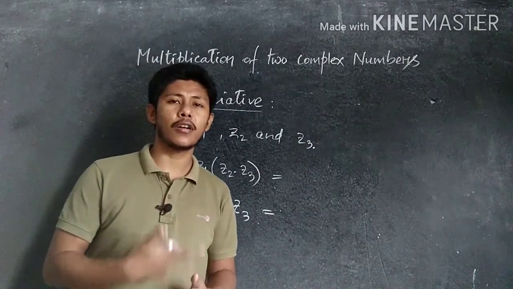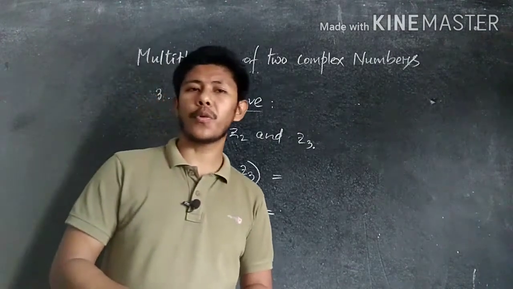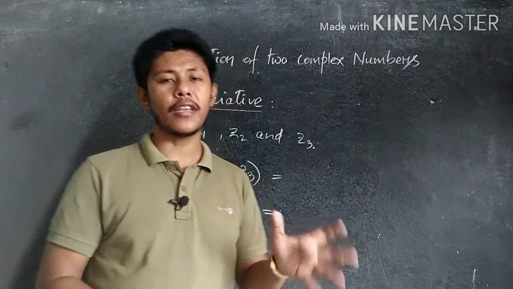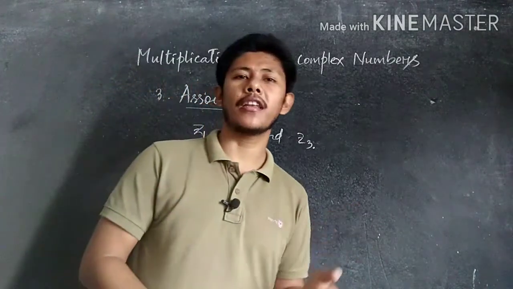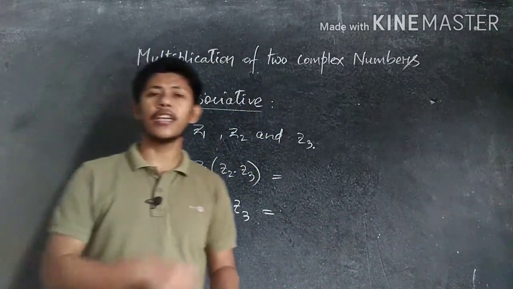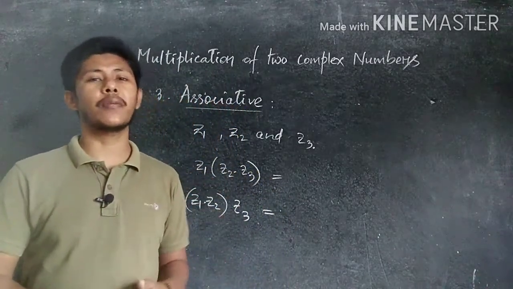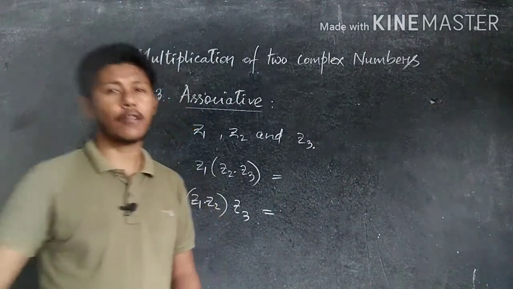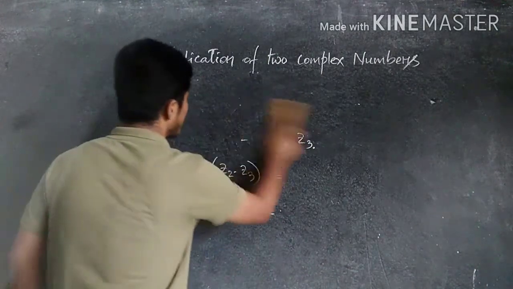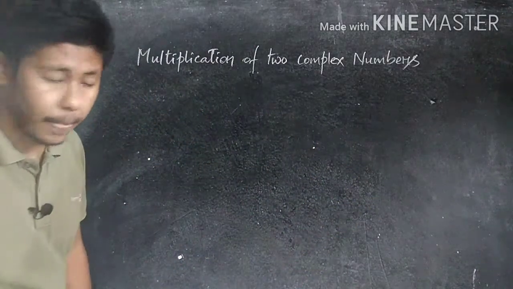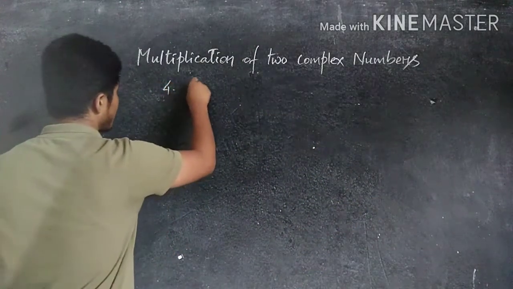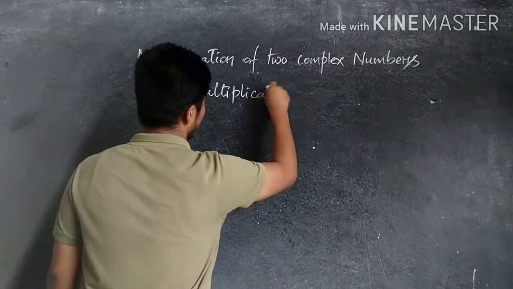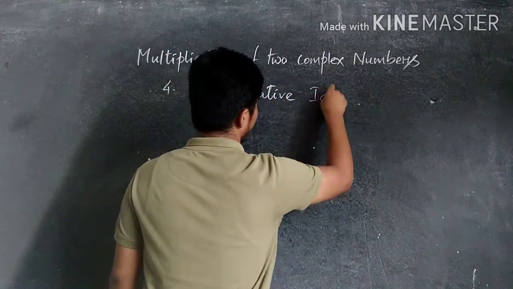So mainly here the closure, commutative and associative, these three are very important, and the most important part now we get the next two. In case of addition we get additive inverse and additive identity, isn't it? Similarly in case of multiplication we get multiplicative identity and multiplicative inverse. So mainly these two are very important here. Let's see how we can do this. Now in case of multiplicative identity, number 4, we have to write multiplicative identity.